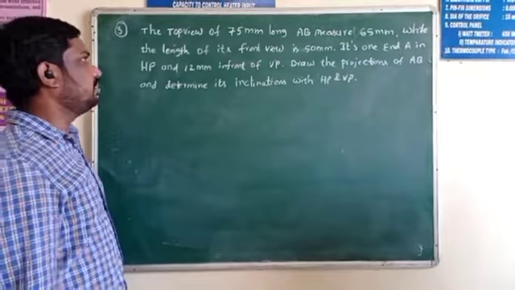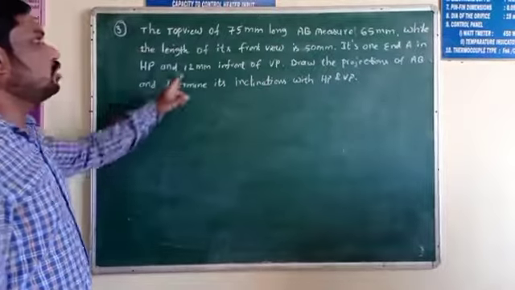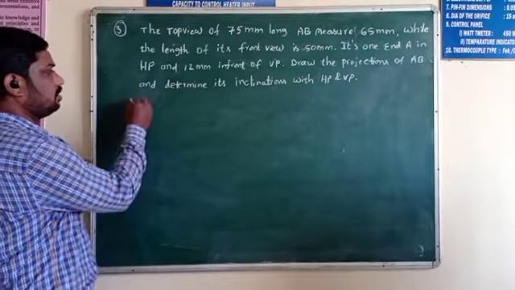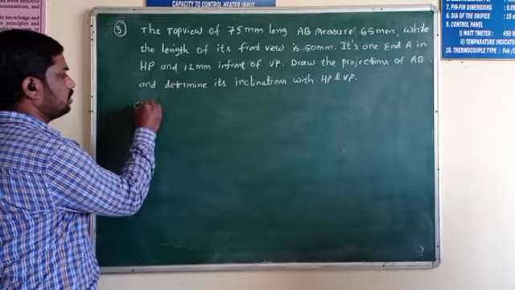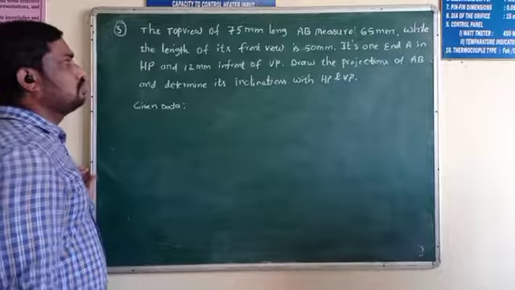This is the third problem in the projection of straight lines, inclined to both the planes. So what is the given data? First write down the given data. So what is the problem?